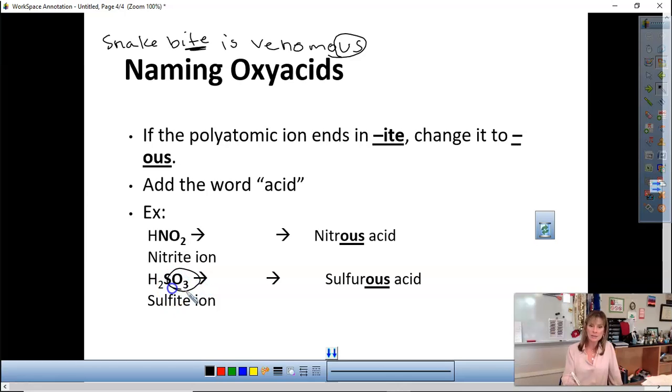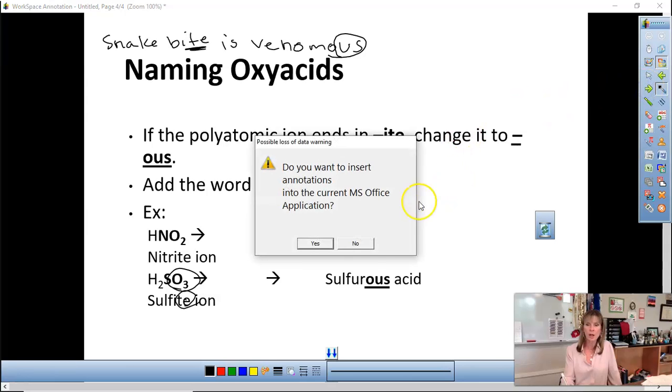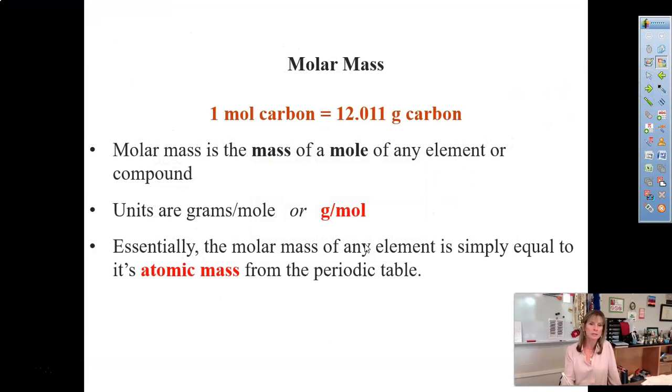H2SO3, SO3 is sulfite, so you change the ITE to OUS, so this is sulfurous acid. Okay, no hydro for these oxyacids. No hydro at all, and we'll do a lot of practice for you. I don't want you to think I won't practice with you.